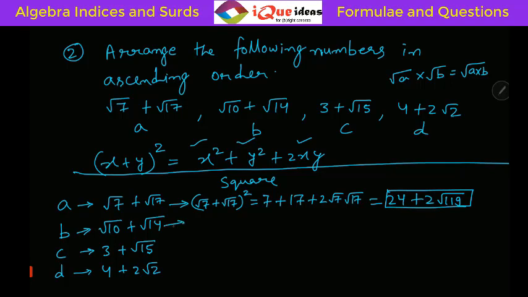Now the second number, what will be the square of this number? Let me write it again. Root 10 plus root 14. If you take the whole square, root 10 square is 10, root 14 square is 14 plus 2 root 10 into root 14.